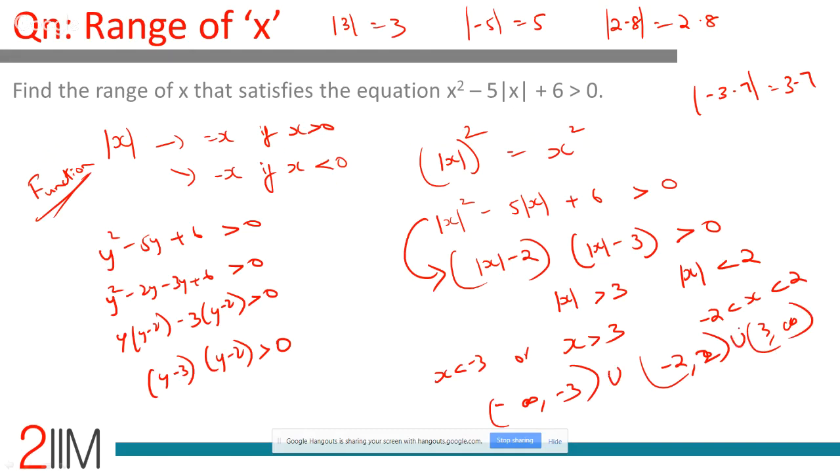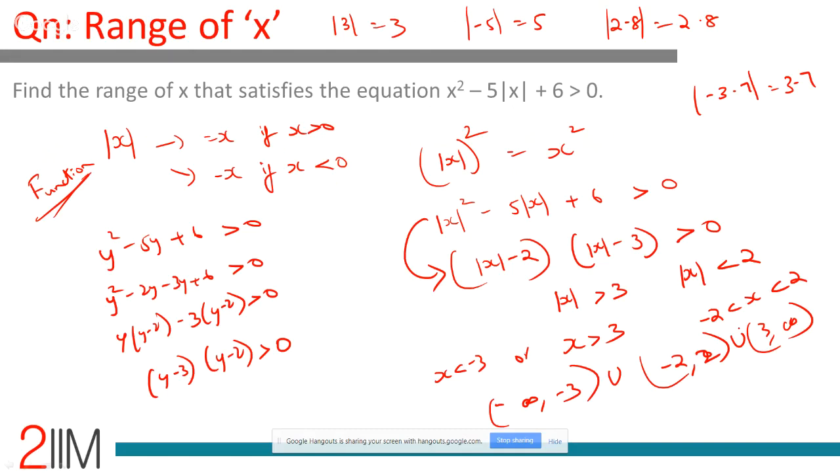Wonderful question. You do it by multiple methods. You're looking at this not just as a quadratic in x with some mod x thrown in, but as a quadratic in mod x. Any quadratic where you're comparing with 0, life is simple. We're solving for greater than 0, so x should lie outside the roots. Solving for less than 0, it should lie between the roots.